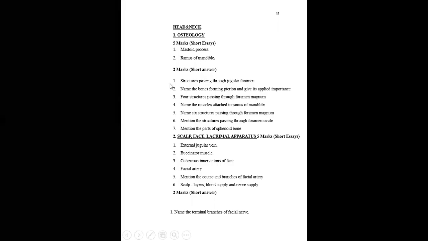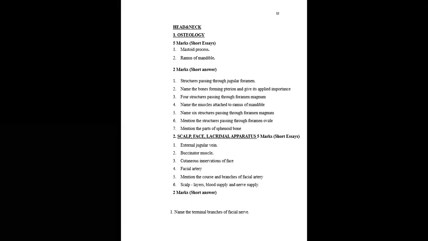Let's see what are the important questions from head and neck region for physiotherapy anatomy. So for the first part, osteology, 5 markers can be mastoid process. So you can get one more question here, styloid process. So that also can be asked as a 5 marker. Then ramus of mandible. So that is another one.